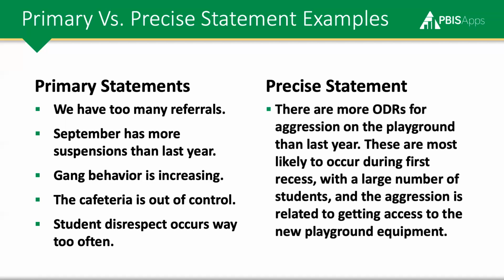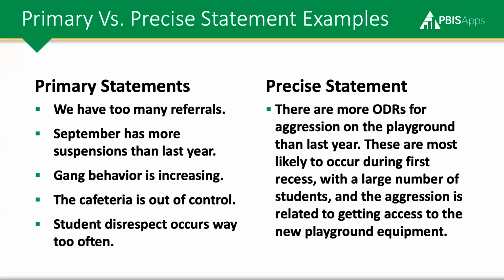We need precision, such as: there are more office referrals for aggression on the playground than last year. These are most likely to occur during first recess with a large number of students, and the aggression is related to getting access to the new playground equipment. Wow, that's a great precision statement. So in this school, they had no playground equipment, and the Booster Club had fundraisers. They raised money, raffles, and over the weekend, they installed some beautiful, bright, shiny, colorful playground equipment where there was none before. It was an open field. So now kids come out during first recess.